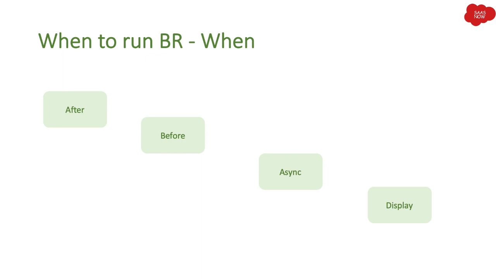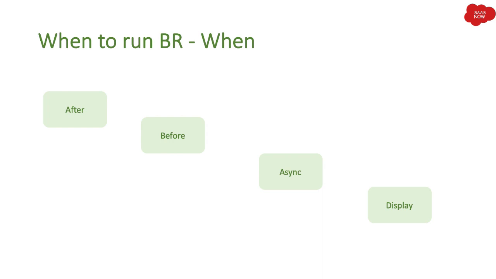Let's talk more about when to run a business rule. As you saw, there's a functionality when you check that advanced checkbox. It shows you a field called when, which decides the timing of running of the business rule, that is, when exactly this business rule should run. As per your requirement, you decide whether it should run after, before, async, or whether it should run as a display business rule.